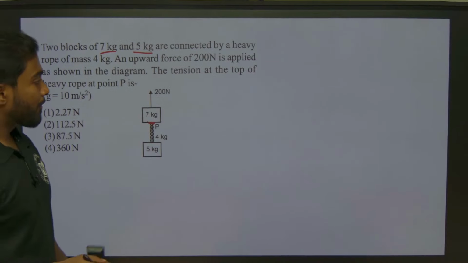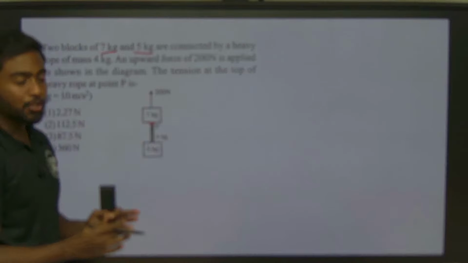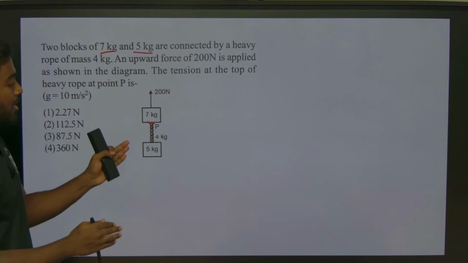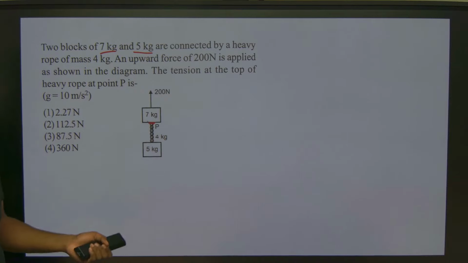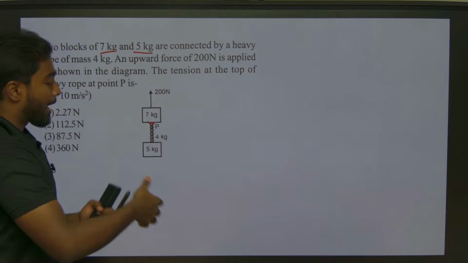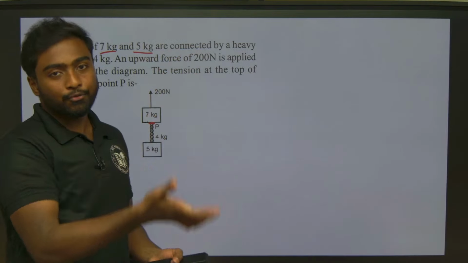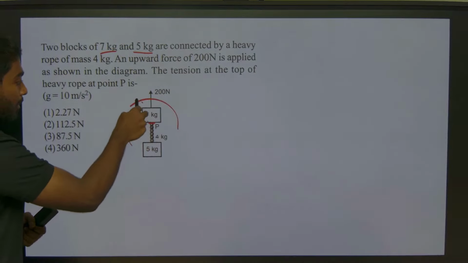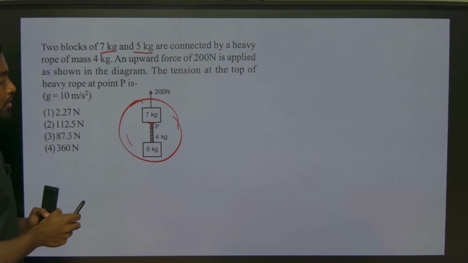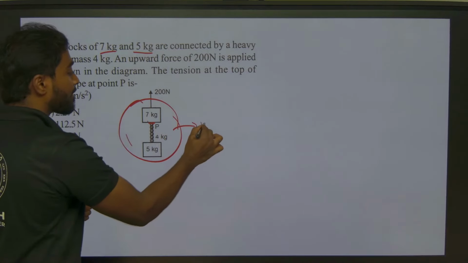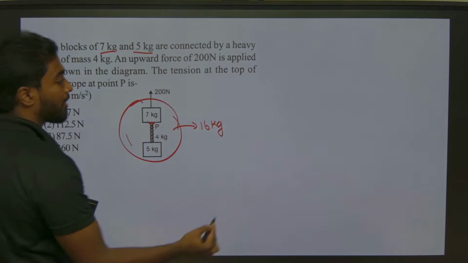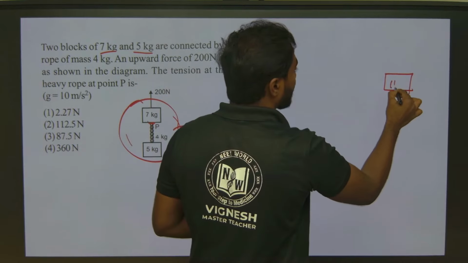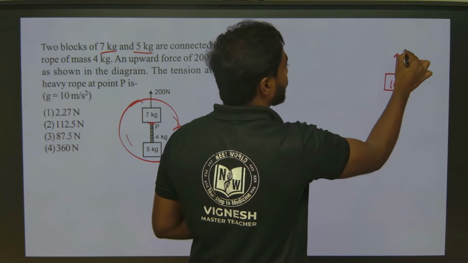First of all, when they give this kind of question, assume it as a whole system: 7 kg plus 4 kg plus 5 kg, which is 16 kg of blocks, and 200 Newton has been applied to lift them. So I am considering it as a total system with a mass of 16 kg. I have taken the 16 kg block and applied a force of 200 Newton.